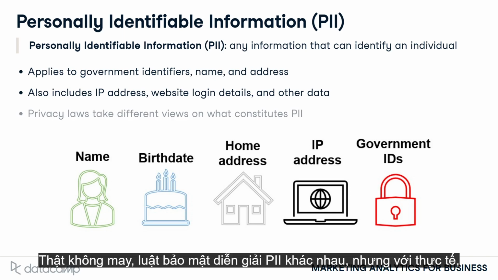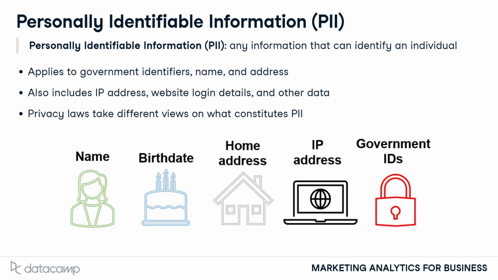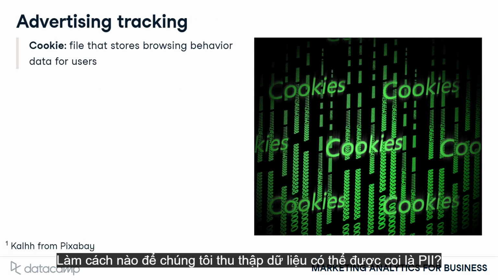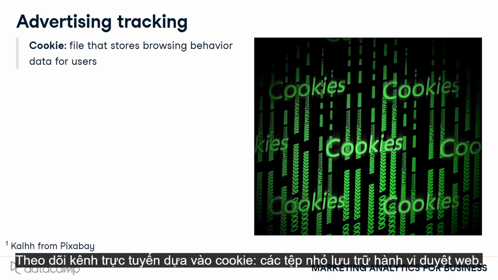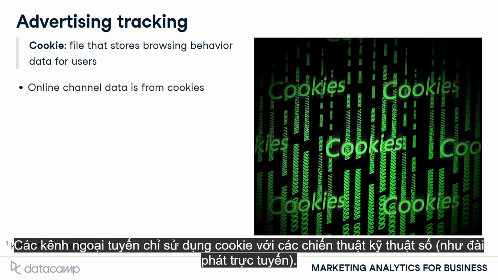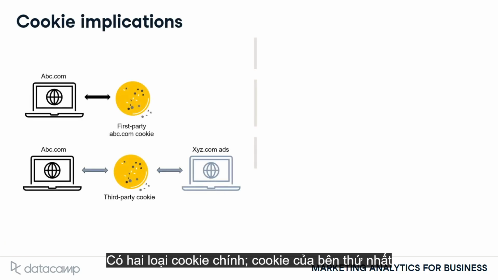Unfortunately, privacy laws interpret PII differently, but with practice, marketing analysts can become skilled at anticipating which data could be considered PII. How do we gather data that could be considered PII? Online channel tracking relies on cookies, small files that store browsing behavior. Offline channels only use cookies with digital tactics, like streaming radio. There are two main types of cookies.